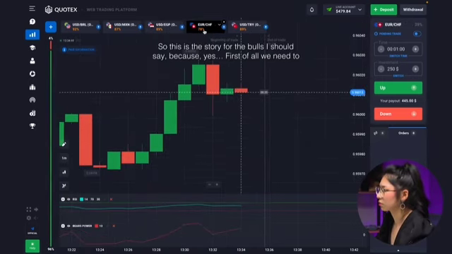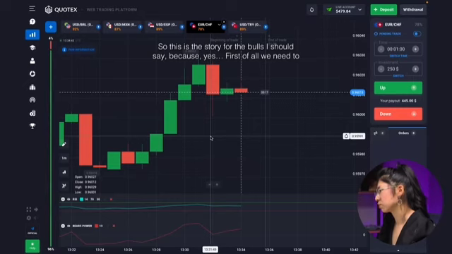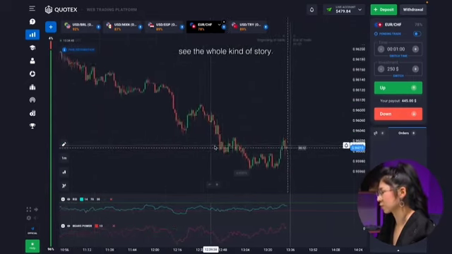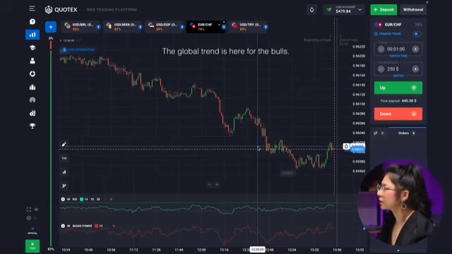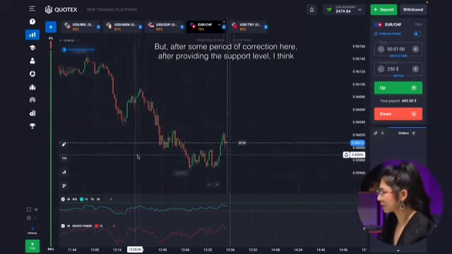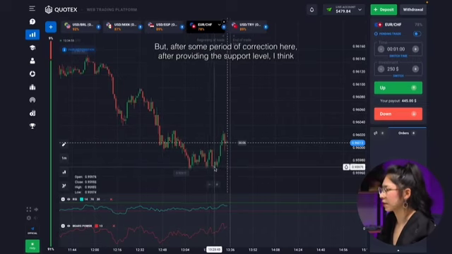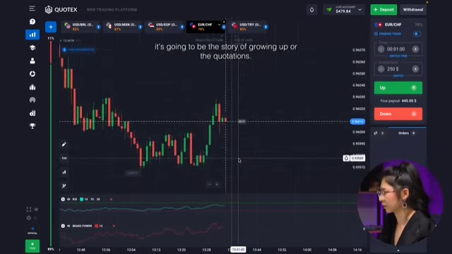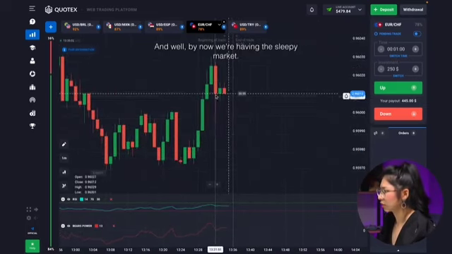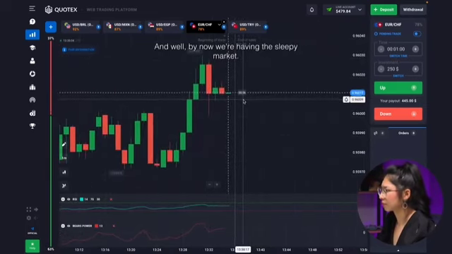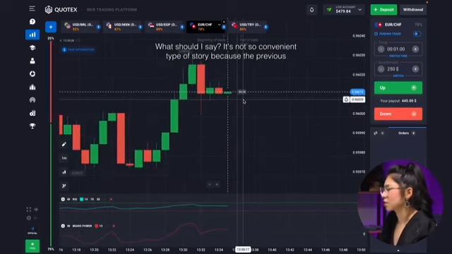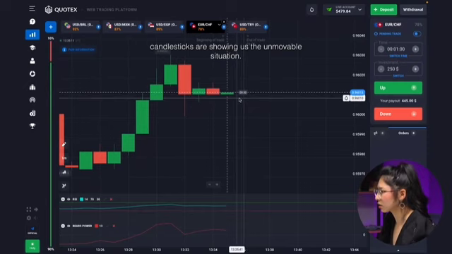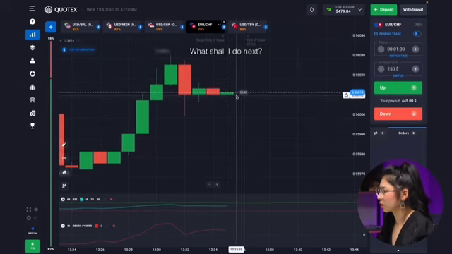And this is a story for the bulls. For the bulls I should say, because first of all we need to see the whole story. The global trend is here for the bulls, but after some period of correction, after providing the support level, I think it's going to be a story of quotations going up. By now we're having a sleepy market. It's not so convenient because previous candlesticks are showing us the global situation. So what should I do next?